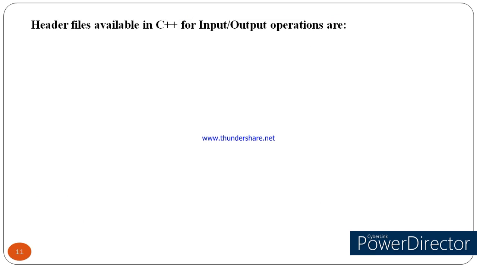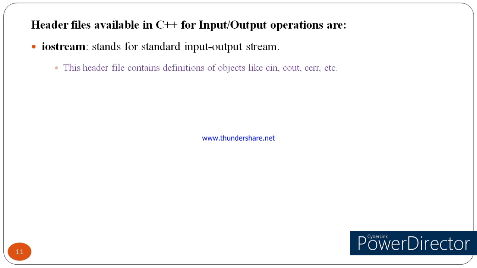Header files available in C++ for input and output operations are iostream, fstream, iomanip.h, and so on. iostream stands for standard input-output stream. This header file contains definitions of objects like cin, cout, and so on. And iomanip stands for input-output manipulators.